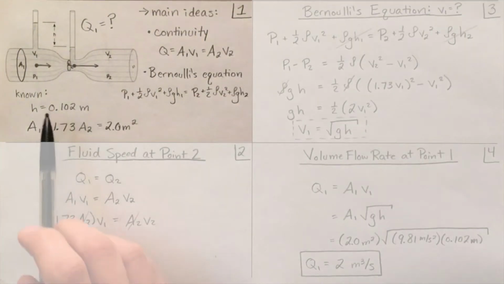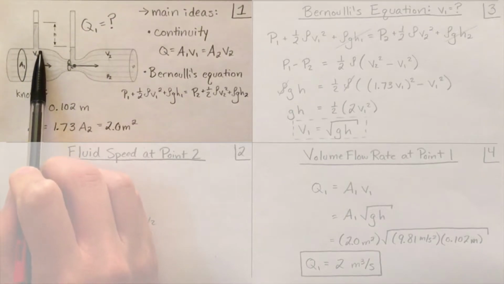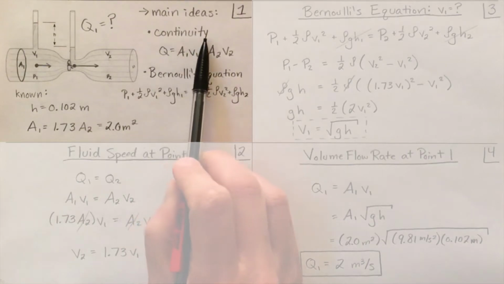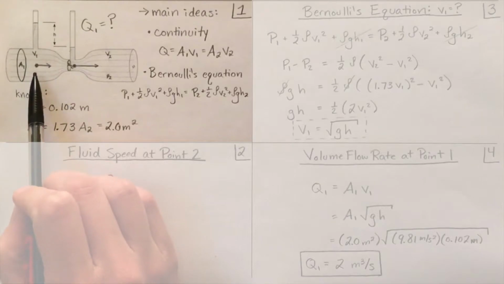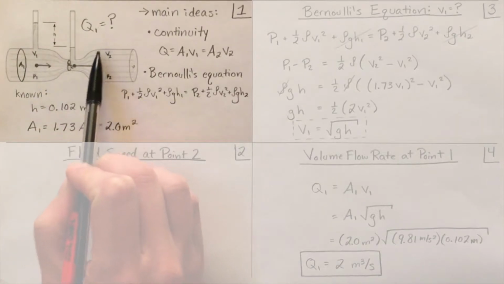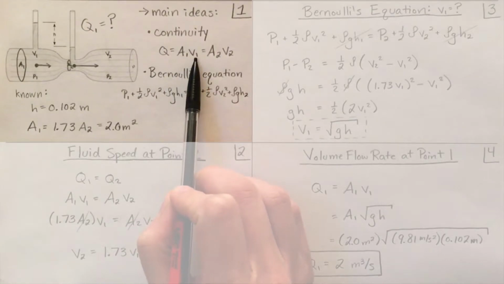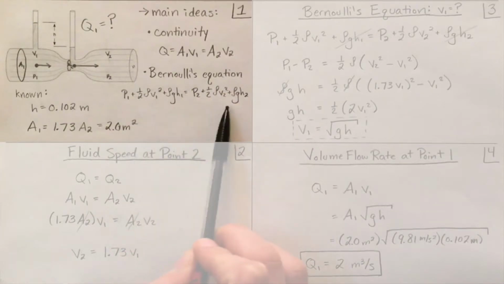In this problem, we're asked to find the volume flow rate past point 1, which is located right here in the diagram. To find this, we will need to use the ideas of continuity, which says that the volume flow rate at point 1 is the same as the volume flow rate at any other point and is equal to the cross-sectional area times the fluid speed, and we'll need to use Bernoulli's equation, which I've written here.